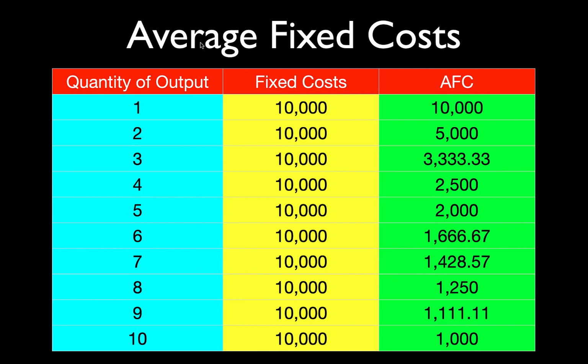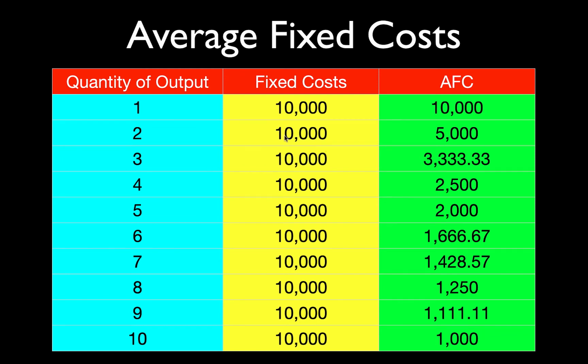So therefore, to find the average fixed costs, what we need to do is divide the fixed costs by quantity. So the idea is that if we produce 1 unit, our average fixed cost is 10,000 divided by 1, which is 10,000. Now, what I want you to notice here is that as output increases, what happens to average fixed costs? And I want you to understand why.